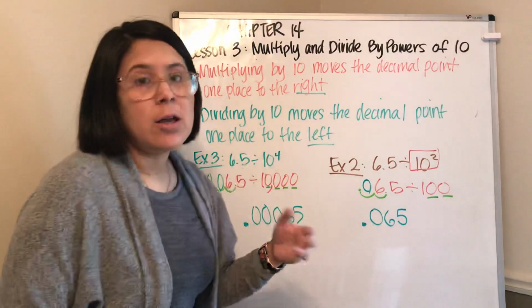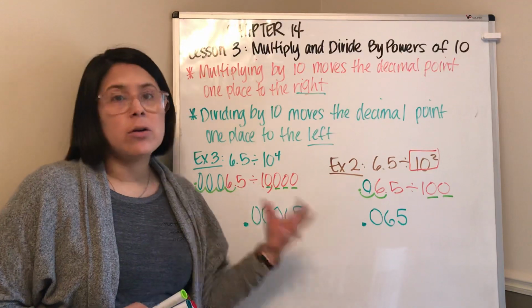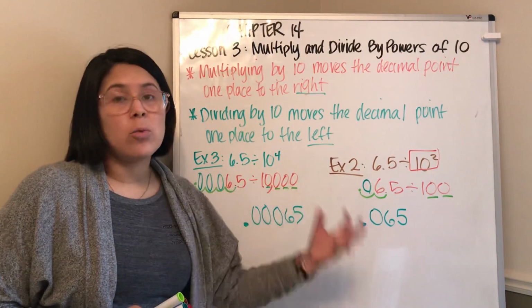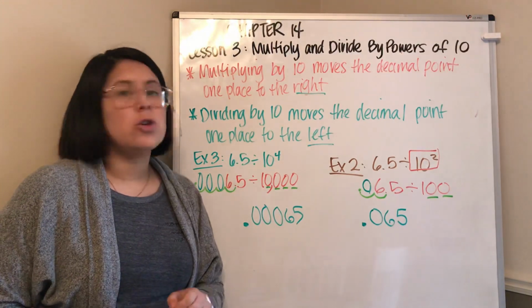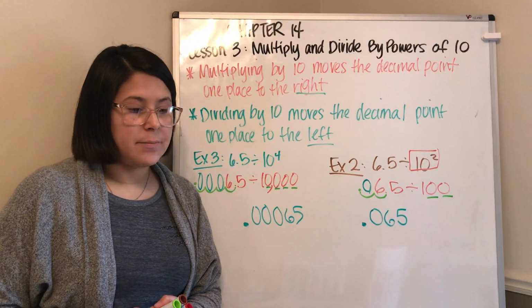10 to the first power is 10. 10 to the second power, 100. 10 to the third power, 1,000. 10 to the fourth power, 10,000. 10 to the fifth power, 100,000. 10 to the sixth power, 1 million, okay? So those will come with time to memorize them.